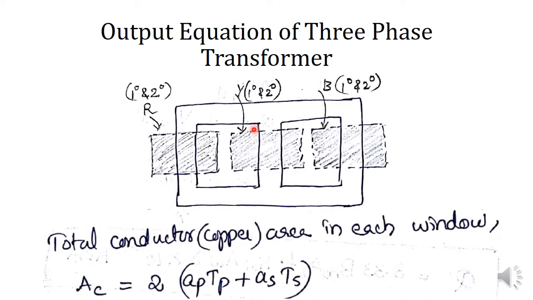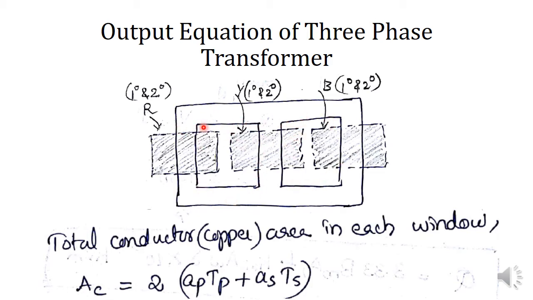Here we are considering a core-type transformer. The same equation can be applied to a shell-type transformer also. So here we are considering a core-type three-phase transformer. Here we can see that there are three limbs R, Y and B, and it has two windows, 1, 2.